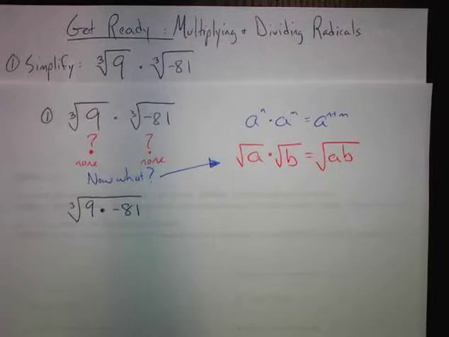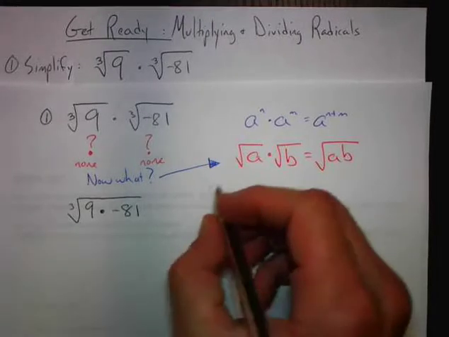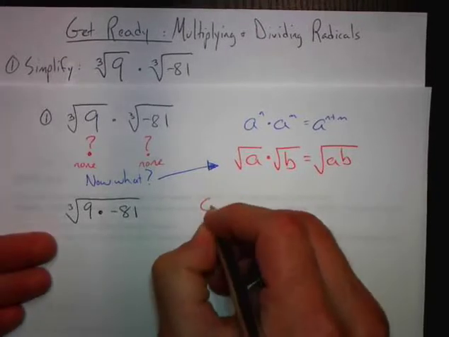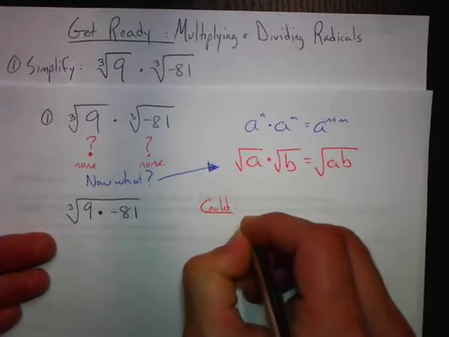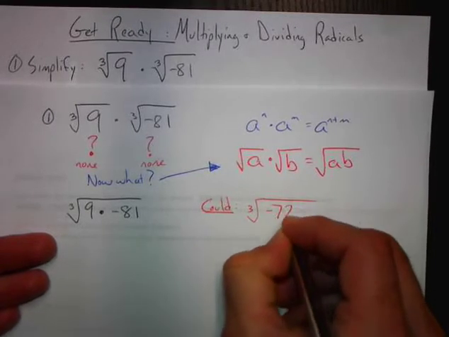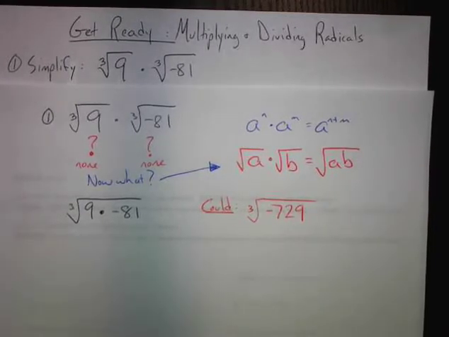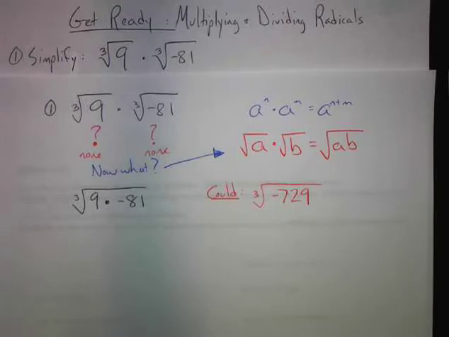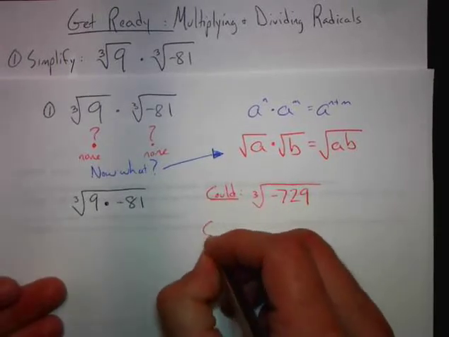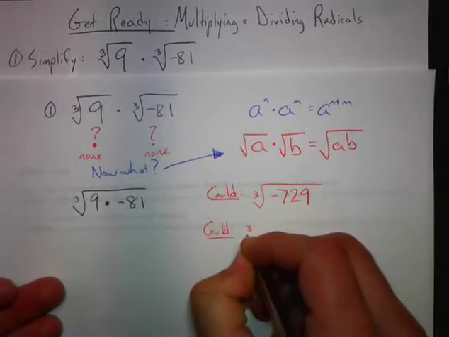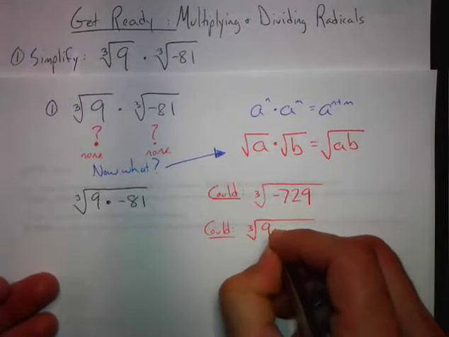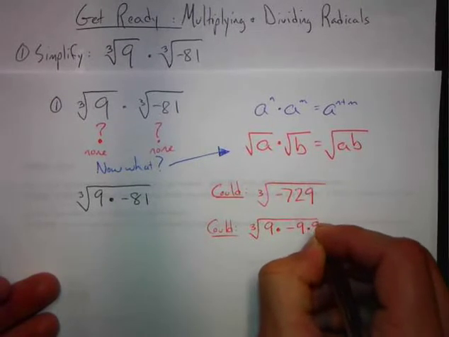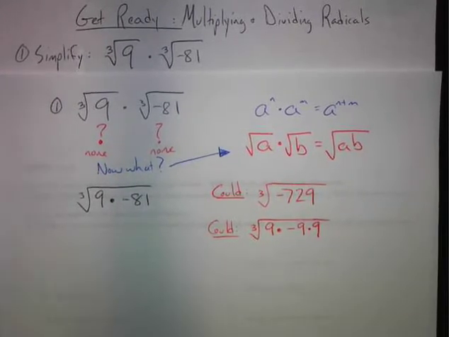All right? Now, what can we do with that? Can you go ahead and multiply 9 times negative 81? Yeah, you could, there's nothing wrong with that. You could totally call it the cube root of negative 729. That's fair enough. If that helps you get to the solution, then knock yourself out. Or you could visualize it this way: the cube root of 9 times negative 9 times 9. You could totally visualize it that way.